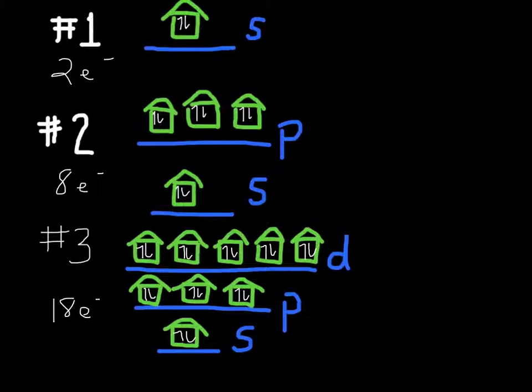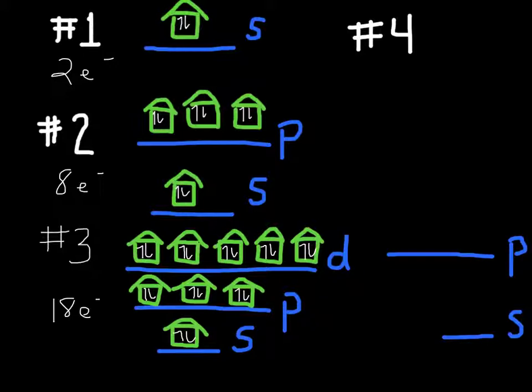Then we'll go ahead and do one more. We'll do energy level 4. And we'll put that up here. Remember, this would be like town number 4. And in town number 4, there are 4 streets. We have S Street, we have P Street, we have D Street, and we have F Street.